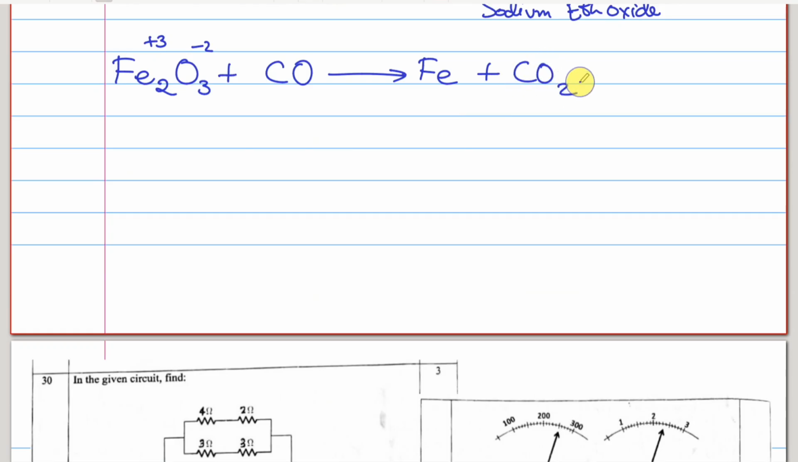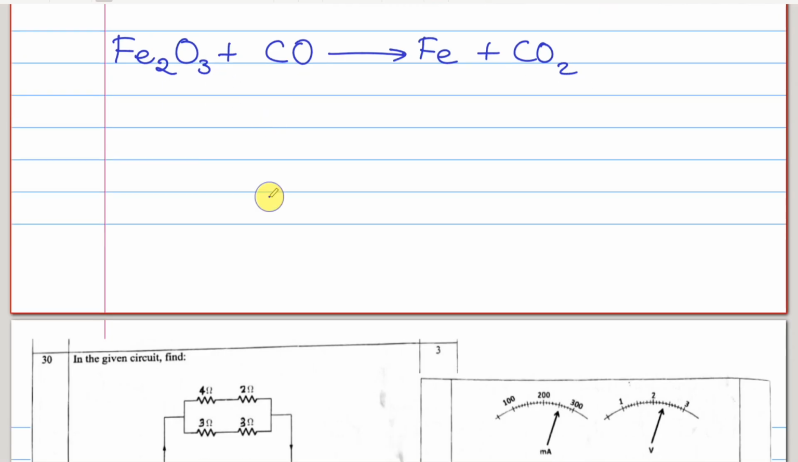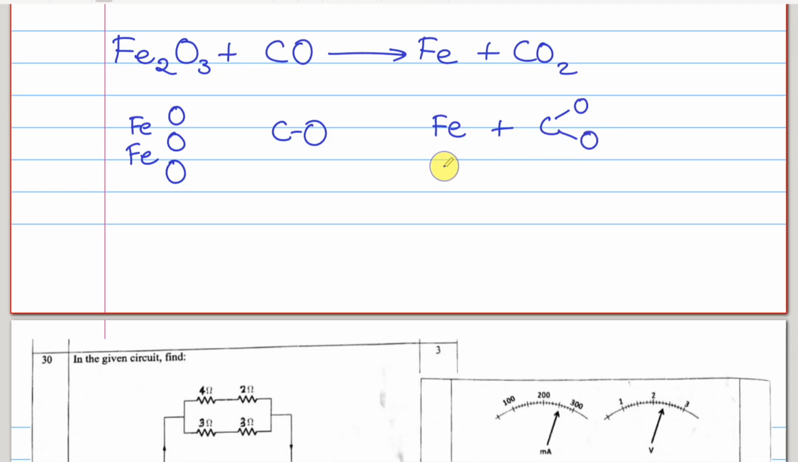So we'll write CO2. In order to balance this out, how many oxygens do we have on either side? 3 plus 1, which is 4. So an even number, and here also we can form an even number. So to balance this equation out, let us look at the structure of Fe2O3. Fe2O3 has 2 Fe's and 3 oxygens, and carbon monoxide just has 1 carbon and 1 oxygen. On the product side, we have just Fe plus we have carbon dioxide. Carbon dioxide will have 2 oxygens attached to carbon, right?